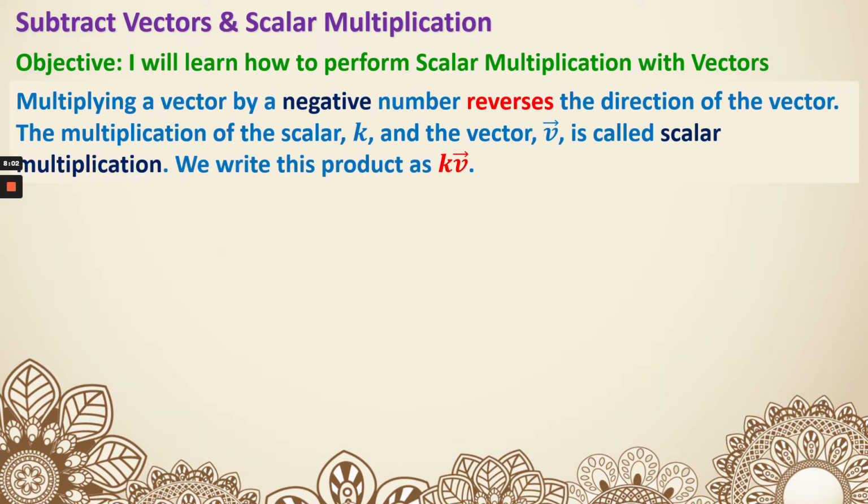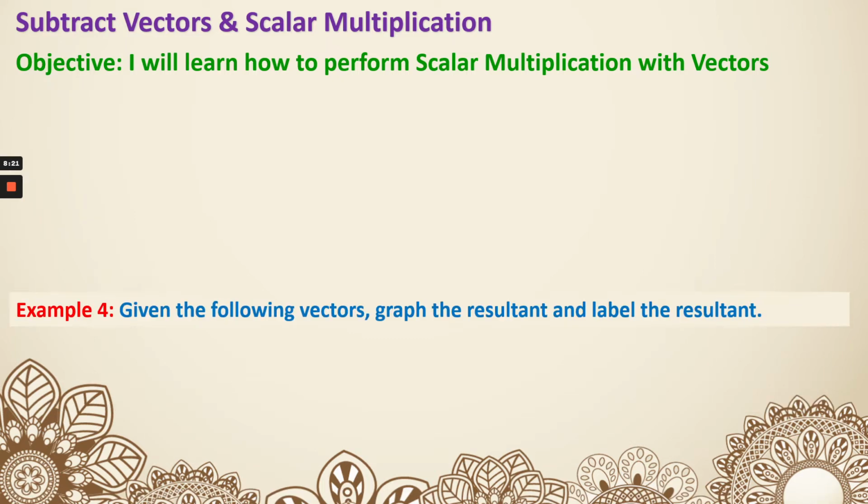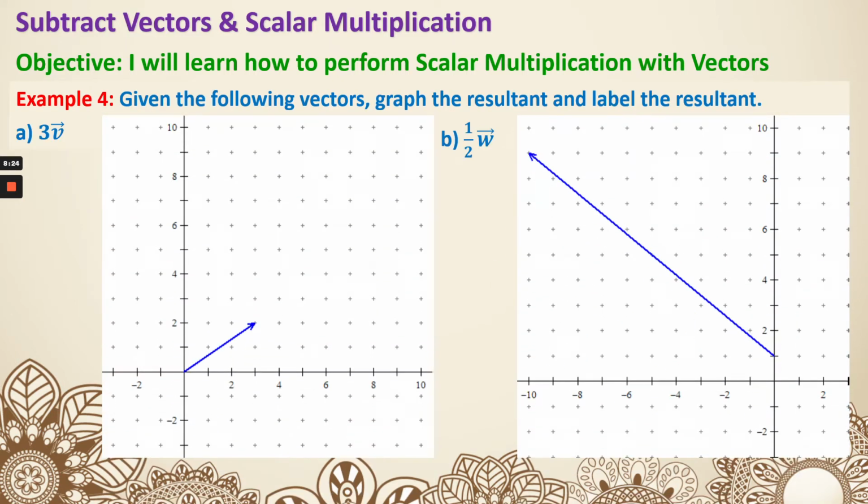So now let's have a look. Multiplying a vector by a negative number reverses the direction of the vector. The multiplication of the scalar k and the vector v is called scalar multiplication, and we write this product as k times v, just like when you do 2x, number in the front with a variable. So example 4. Given these vectors, let's graph the resultant and label the resultant.